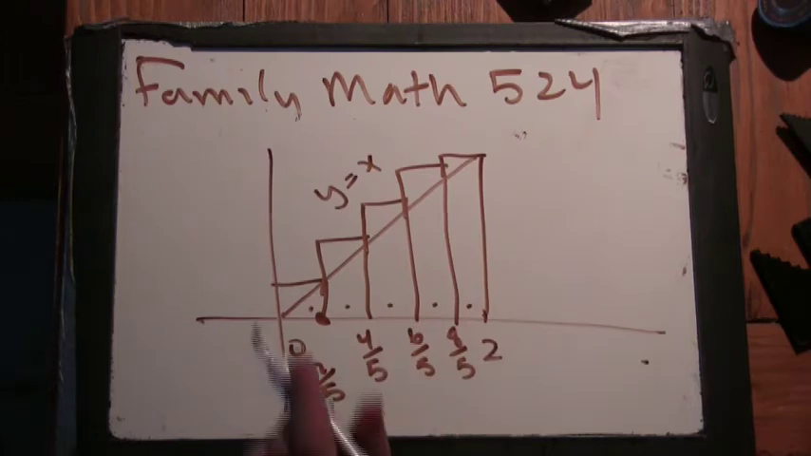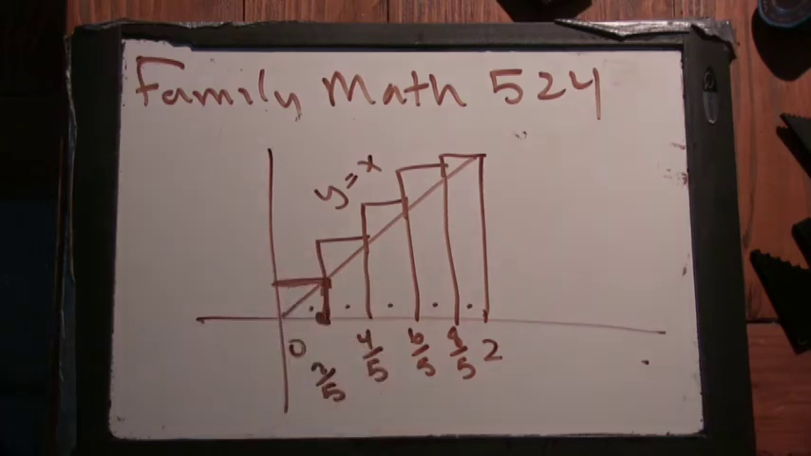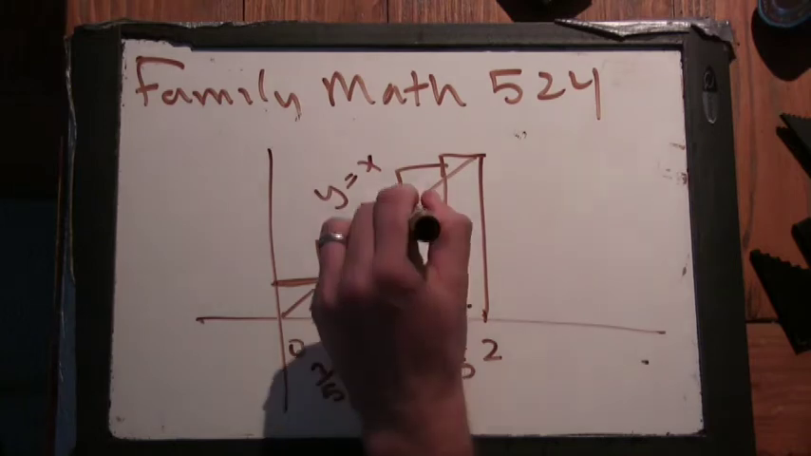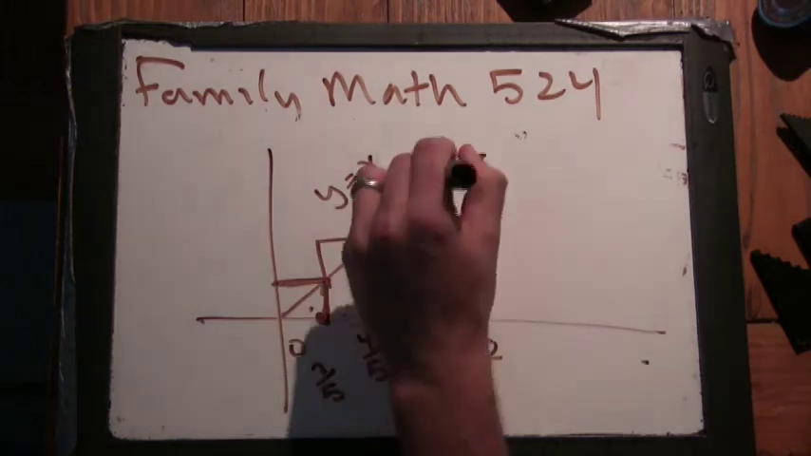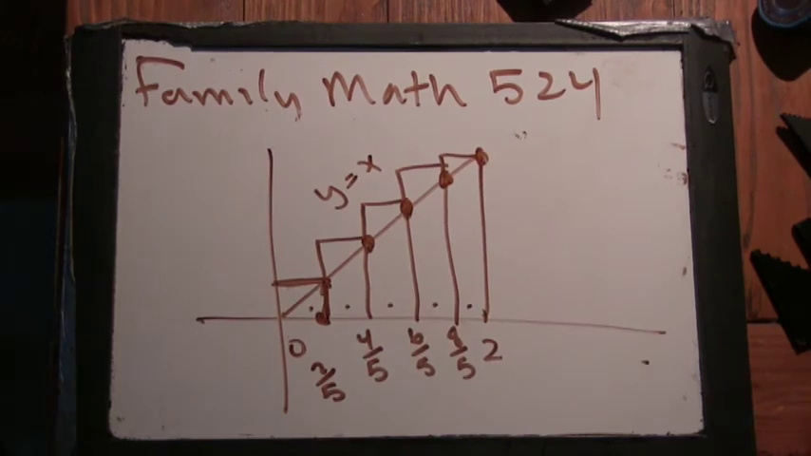Okay. So how tall is this rectangle here? 2/5 tall. How tall is this one? 4/5 tall. This one? 6/5 tall, and then 8/5, and then 2. Yeah. So my drawing's not perfect.